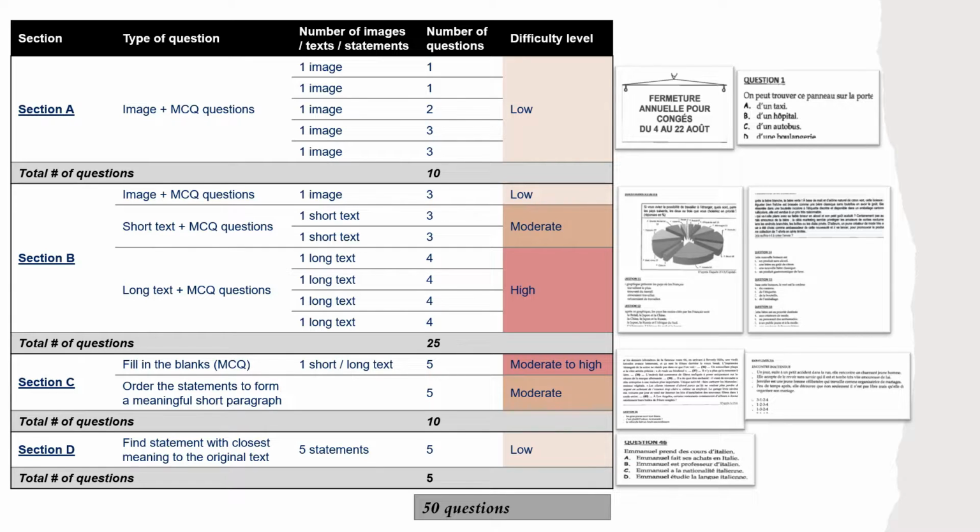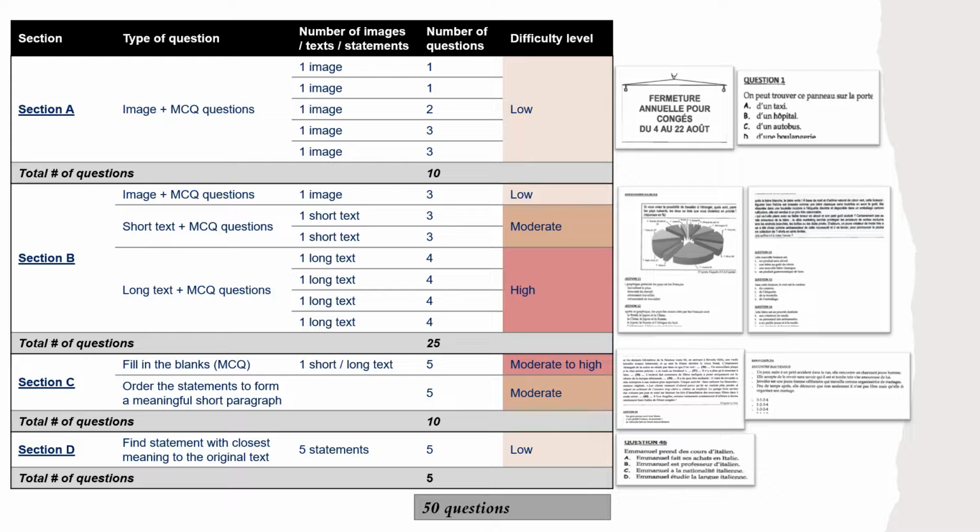In section B as well, we have one image along with some options to select the right answer. There would be one image and 3 questions to answer. After that, you will have some short texts and long texts. You have to read the text and select the right answer. For each short text, there would be 3 questions and for each long text, there would be 4 questions. In terms of difficulty level, short texts are moderate, but long texts are very difficult.